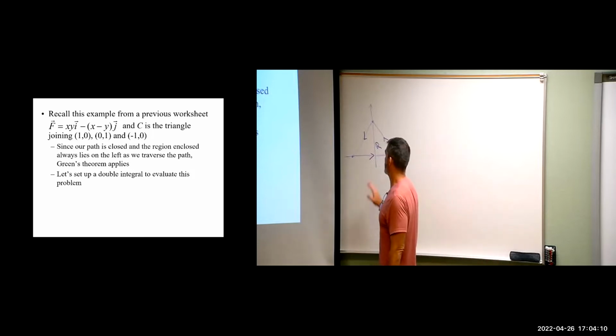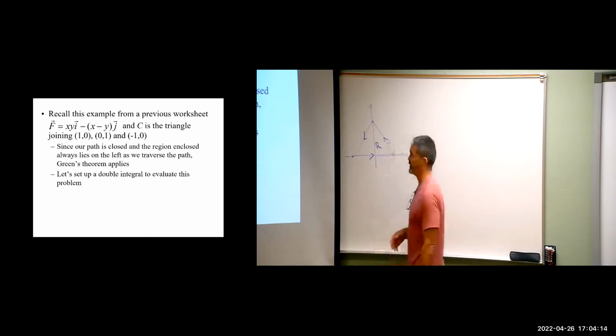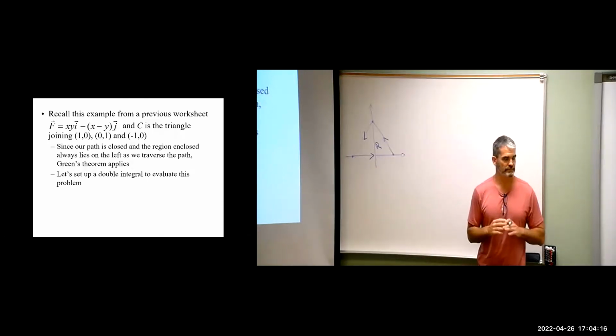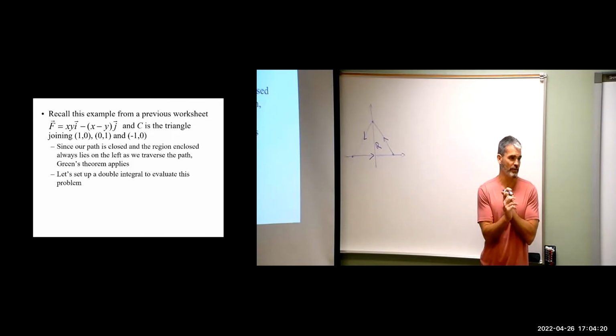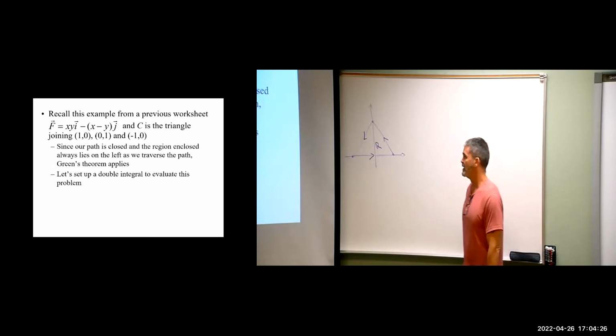Okay, so we did this one before. We got -1. Let's talk about how we do it for this one. Well, two things we need for Green's theorem. Number one is we need the curl. Number two is we need our limits of integration. After that, it's doing a double integral, which we have a lot of practice at this point.